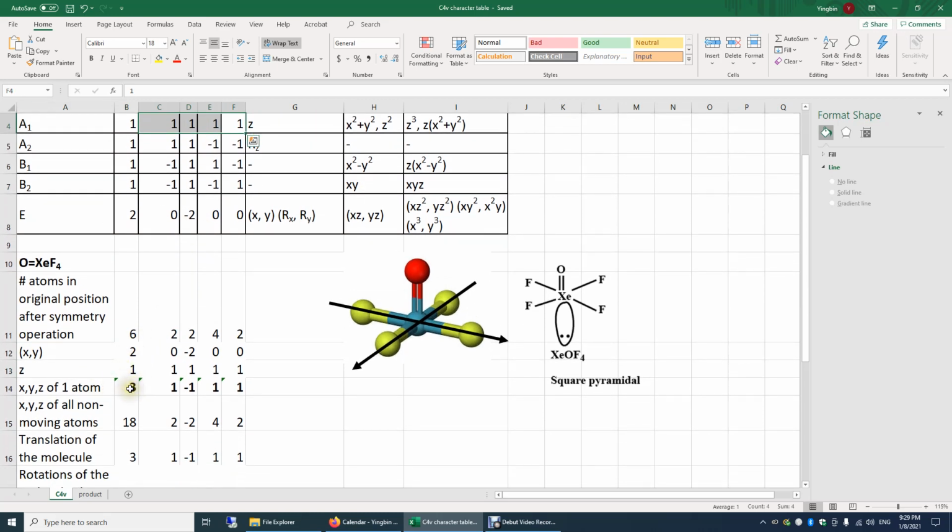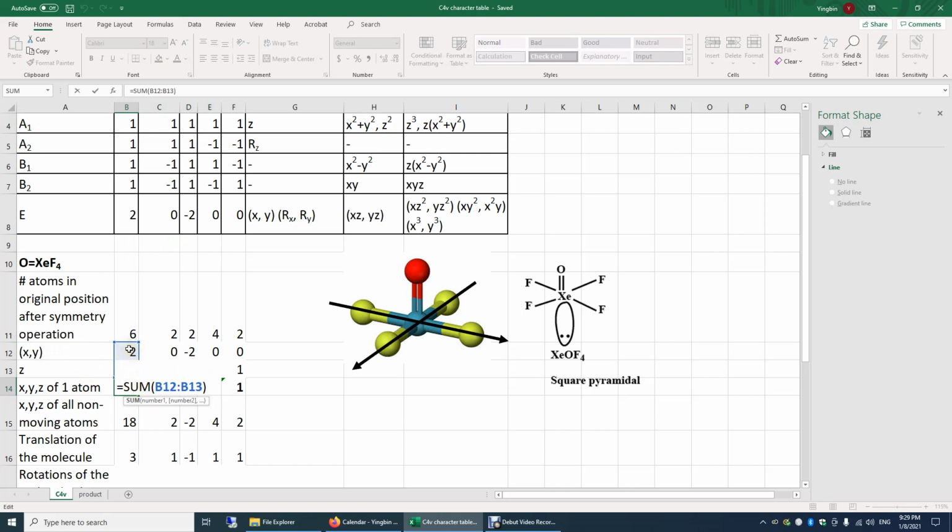Now I'm going to sum up x, y, and z. So over here, it's the sum of B12 and B13. And then I'm going to drag it from left to right to create all these 5 numbers. So these 5 numbers are simply the sums of these 5 numbers and these 5 numbers. We just need to know the characters of the x, y, and z translations of one atom. And then we need to do a multiplication.